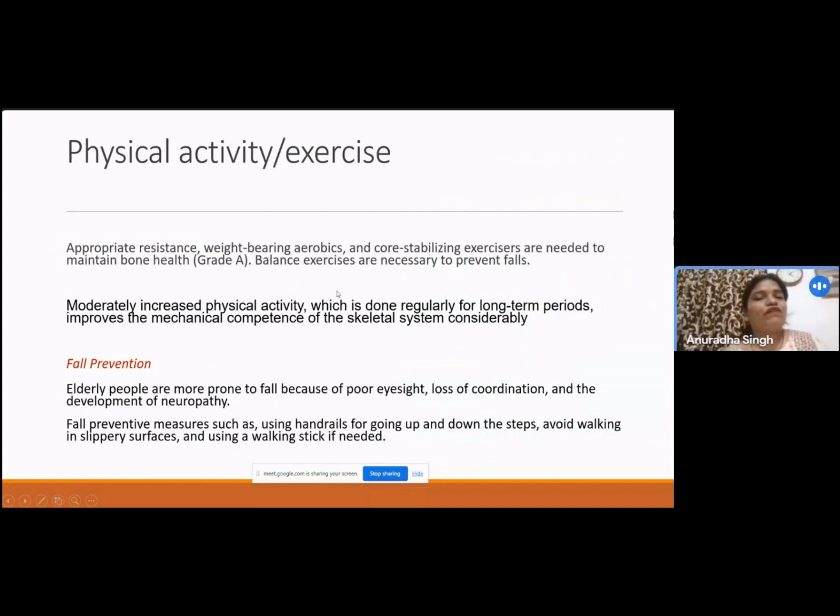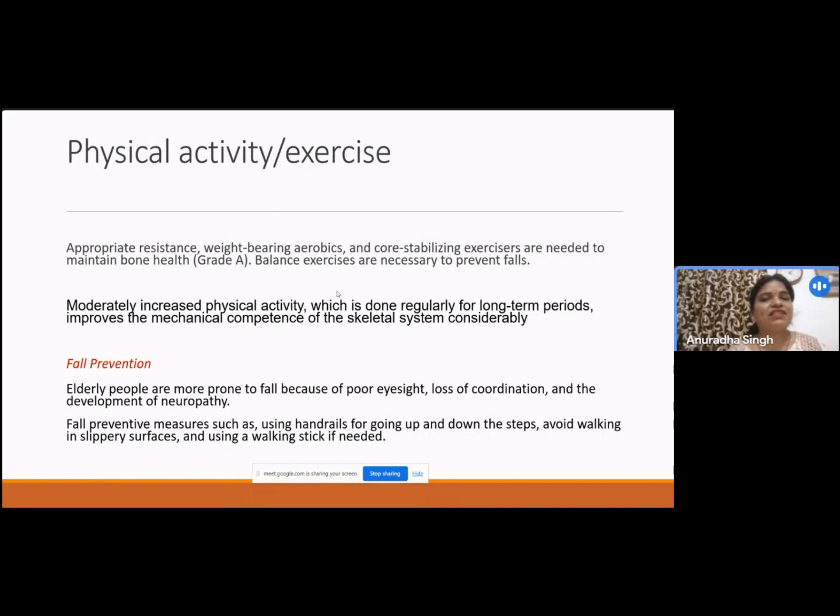Now, when we talk about physical activity, it has to be an appropriate resistance, weight bearing exercise, be it aerobics, be it dance, be it brisk walk. It is not a simple walk for 30 to 40 minutes, which we all prescribe to our patients, something like twice a week. It has to be a consistent, moderate level exercise, sometimes on alternate days, and around 40 minutes of brisk walk, and weight bearing exercises like dancing and aerobics, which I have stressed about.